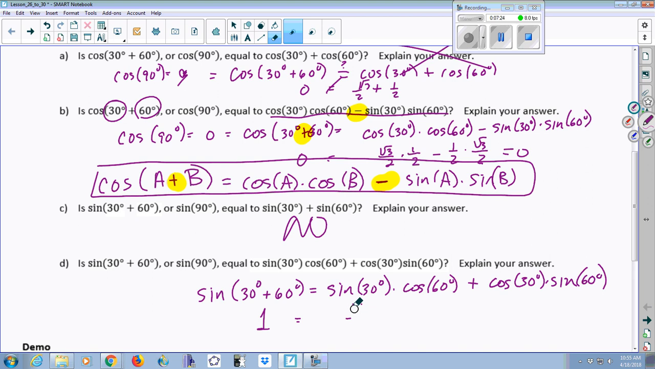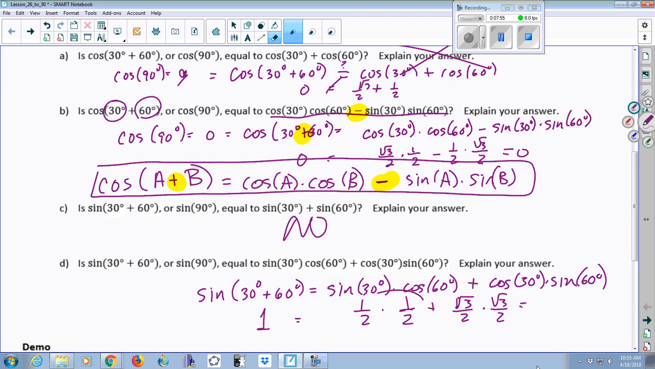Pay attention. 1/2 times the square root of 3 over 2 plus what? What's 1/2? Cosine of 60. Oh, okay. You're not letting me get away with anything, are you? 1/2 times 1/2. All right, now plus cosine of 30 degrees is square root of 3 over 2, and sine of 60 degrees, square root of 3 over 2.